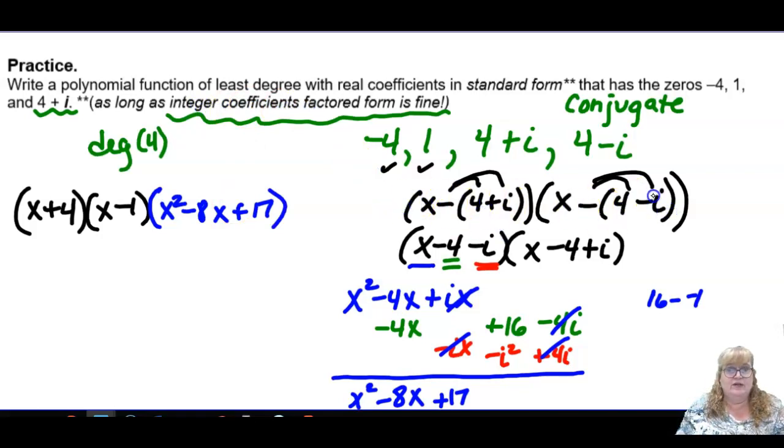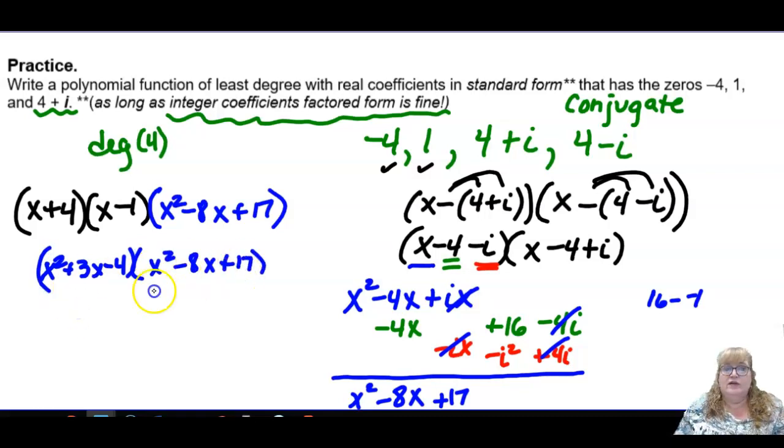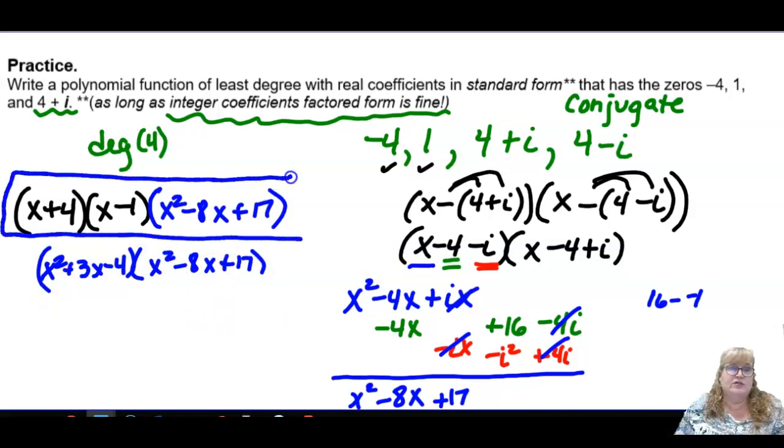Okay, these are linear, but it's not real coefficients in standard form. What they really want is standard form, which would require that you FOILed that out, and then that you FOILed these two together, and you'd get an x to the fourth, and so on. I don't want to go there because it's too much more room to make a mistake. Let's just stop right here. Okay?